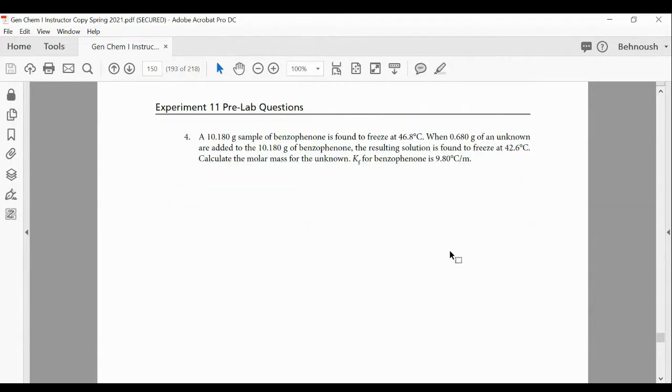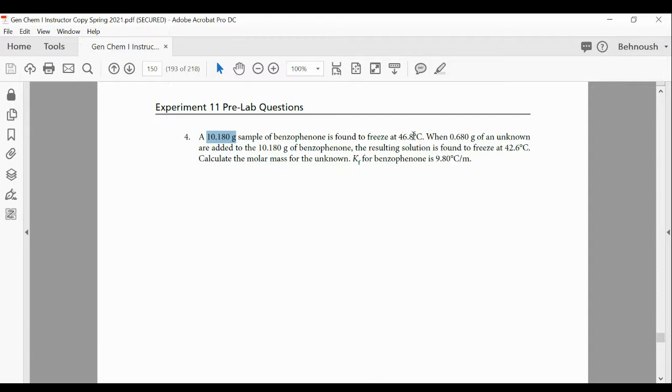And there was a question about the pre-lab that someone asked. Okay, gram of sample benzophenone. So what is this value here? 10.1. What is that? Is that mass of the solute, or is it mass of the solvent? Because you need the mass of solute and you need the mass of solvent. Okay, very good. That's the mass of your solvent.